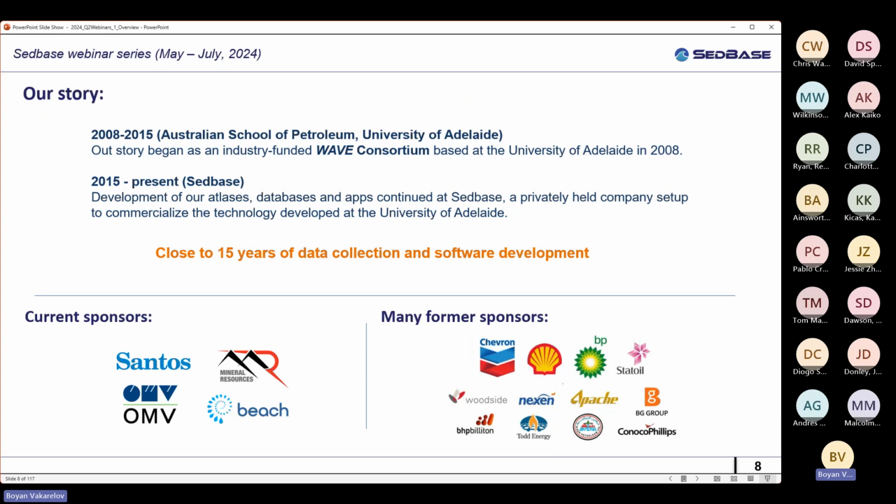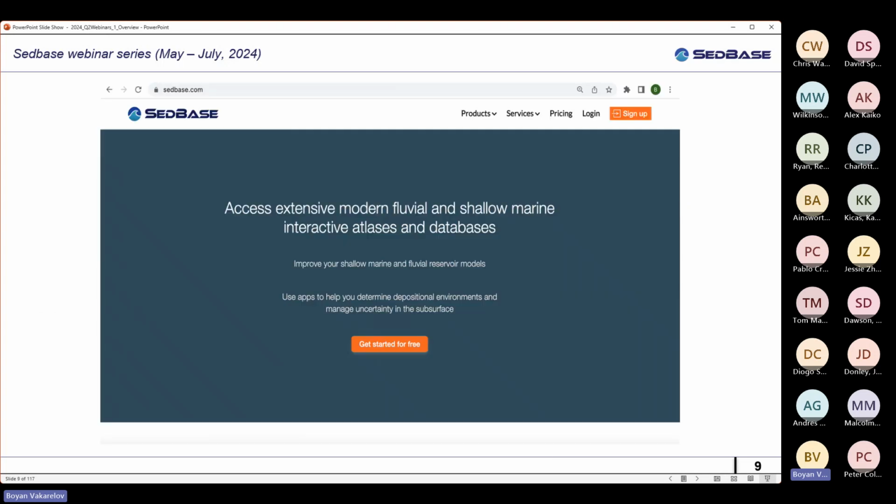Now, the project itself started in 2008 at the University of Adelaide. Between 2008 and 2015, it was run as a university-based consortium based in ASP. Since 2015, the project has been run as an independent company, Sedbase. We currently have 4 sponsors, and there were quite a few sponsors back in the day when the price of oil was what it was.